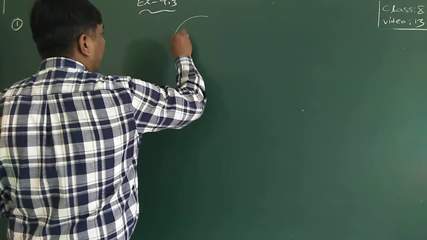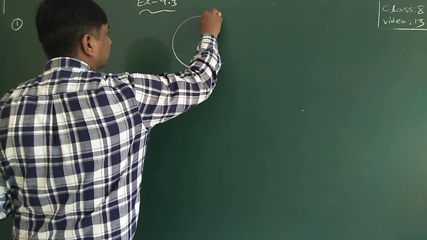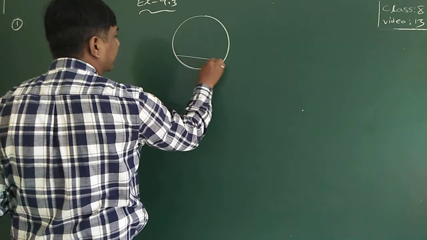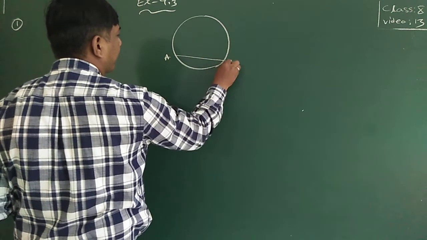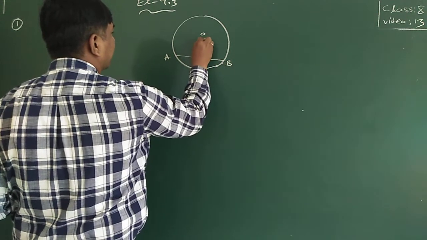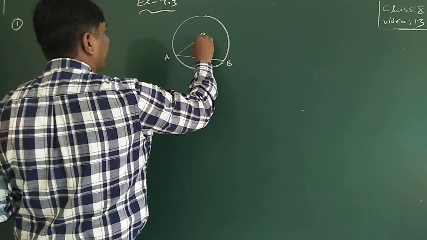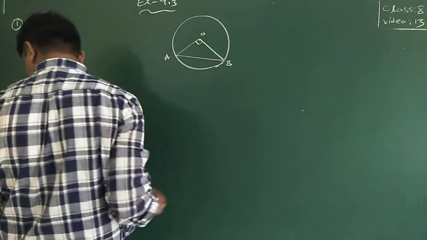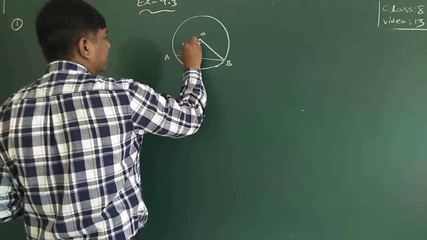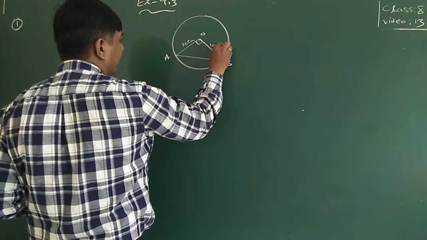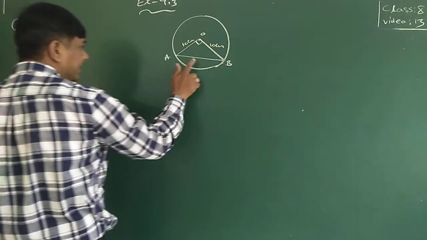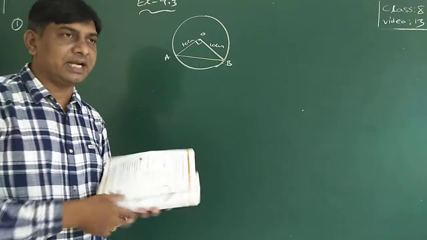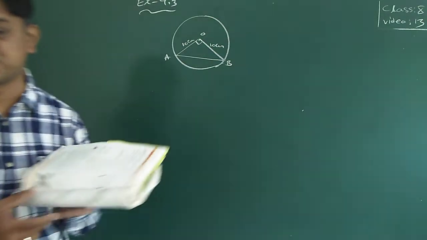This is the circle. This is chord AB. O is the center of the circle. Ten centimeters is the radius. Find the minor segment; the major segment means the one other than the minor segment. Here the value of pi they particularly mentioned as 3.14, so you must use only 3.14.